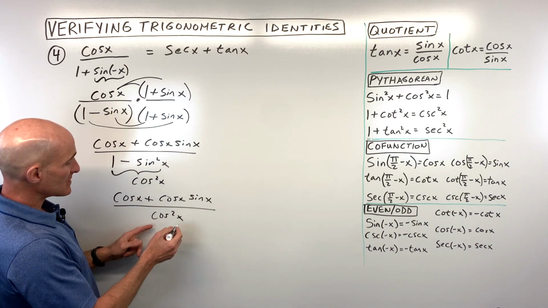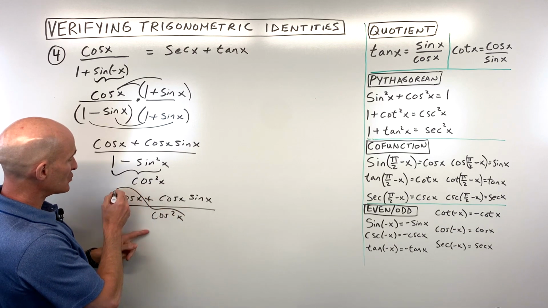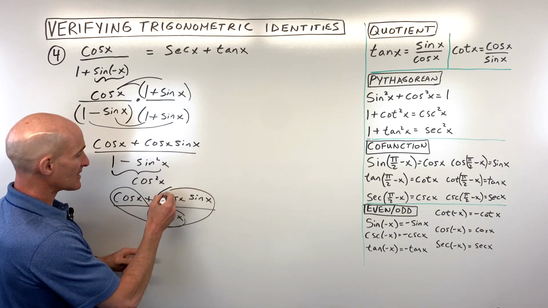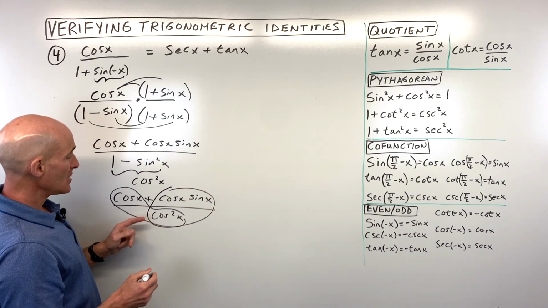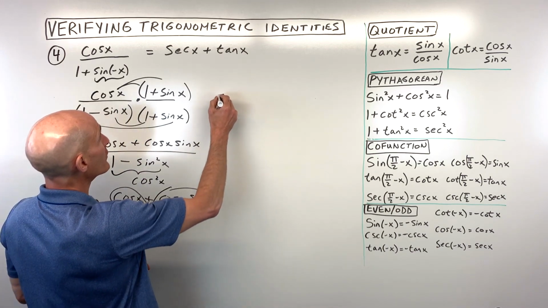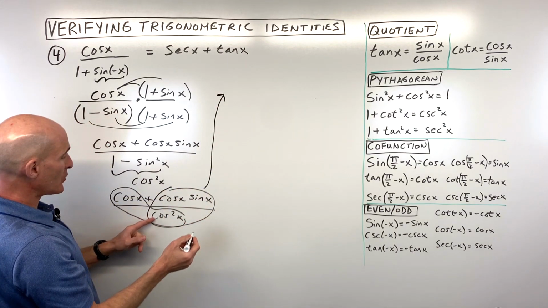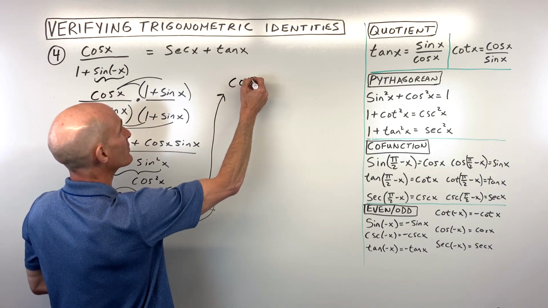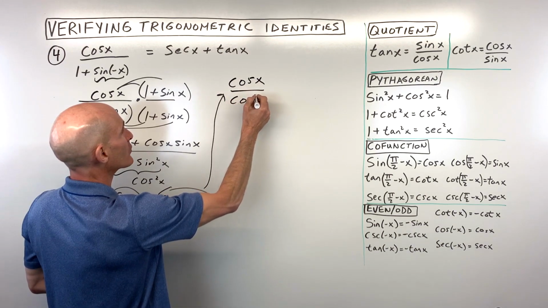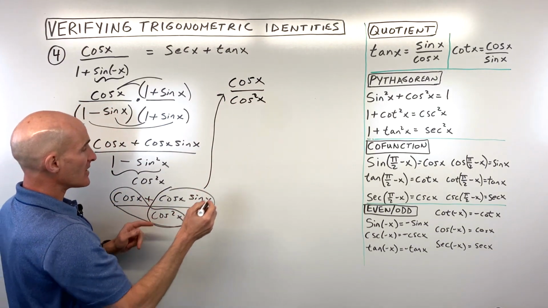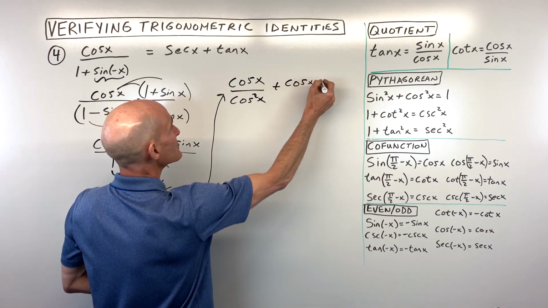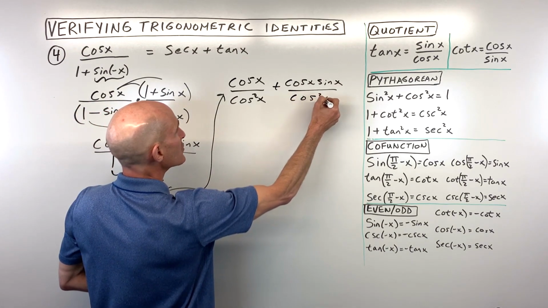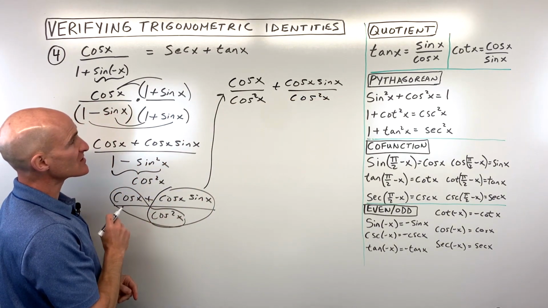Now, what I'm going to do is split this up into two fractions. Cosine x divided by cosine squared x and cosine x sine x divided by cosine squared x. So if I do that, let me write it over here now, we're running out of space. Let's do it in steps so we don't confuse anybody. So cosine x over cosine squared x, plus cosine x times sine x, all divided by cosine squared x. That's all we did, we split it up into two fractions with the same denominator.